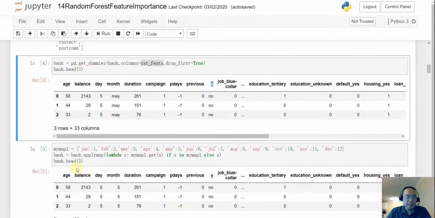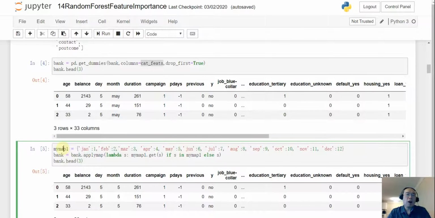The next thing, for the months, I want to replace January, February, March with 1, 2, and 3. Why am I doing that? The reason is, February is the next month after January, so February is January plus 1. Is that really meaningful or not? I'm not quite sure, to be honest.